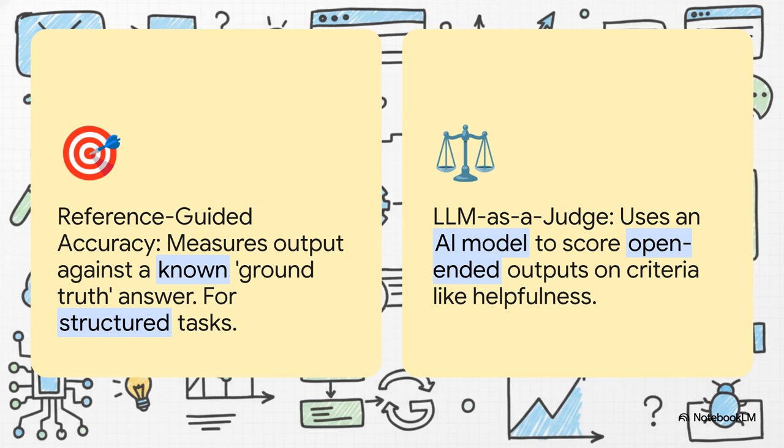But then what about the creative stuff? For that, you've got LLM-as-a-judge. And this is just a wild, brilliant idea. You literally use another really powerful AI to act as a referee and score how well the first AI did on things that are more subjective.